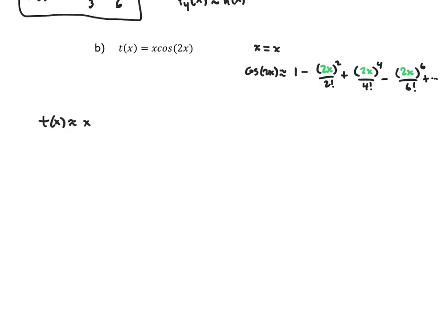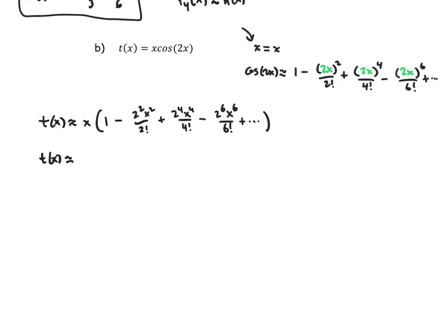I'm going to take this x right here and multiply it by the series that I get when I expand cosine 2x, which would be 1 minus 2 squared x squared over 2 factorial plus 2 to the fourth x to the fourth over 4 factorial minus 2 to the sixth x to the sixth over 6 factorial, plus a bunch of stuff if I were to go far enough out. But I have 4 terms here. That's all I'm going to be worried about.